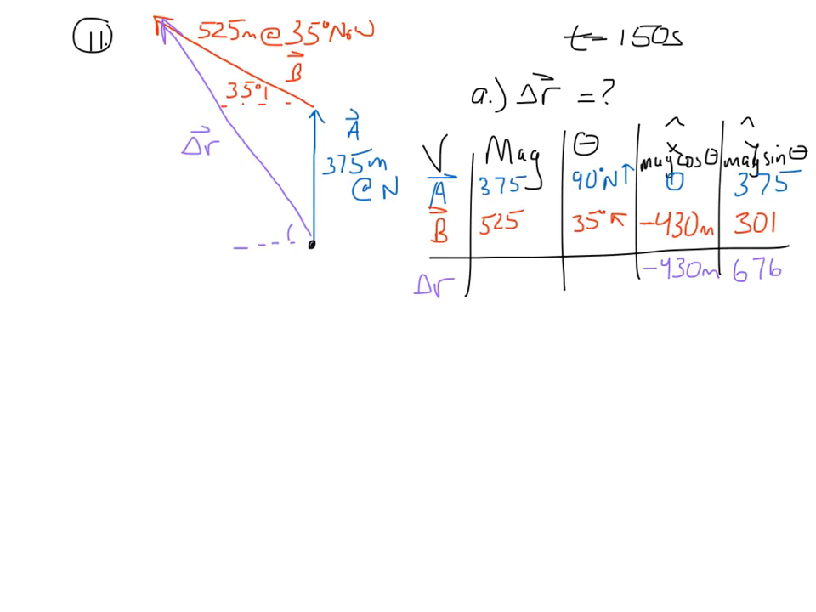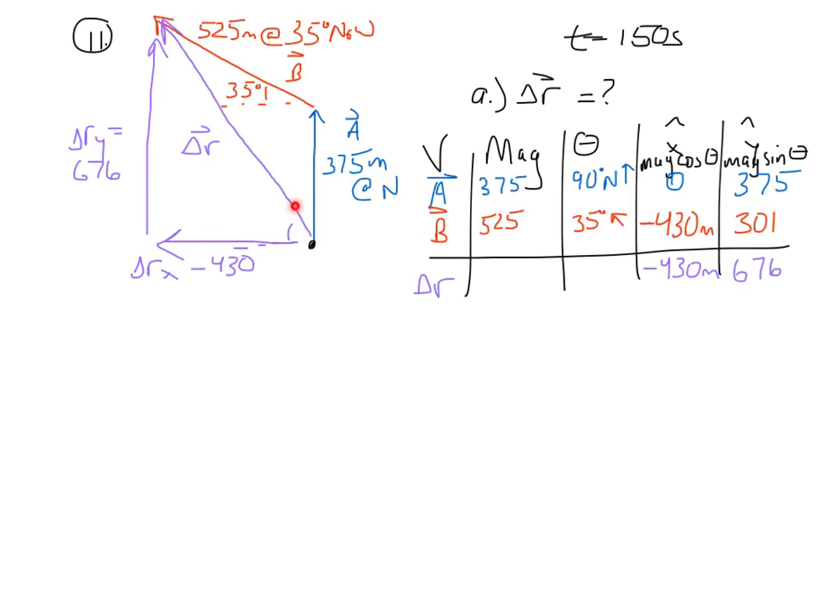Yep. Okay. So we're saying our r vector has negative 430 x hat, or in the x direction, that's our delta rx, and our delta ry is going to be a positive 676 meters. That's what that's saying right there. So we have the x and y components of vector r. Let's just find what vector r is.